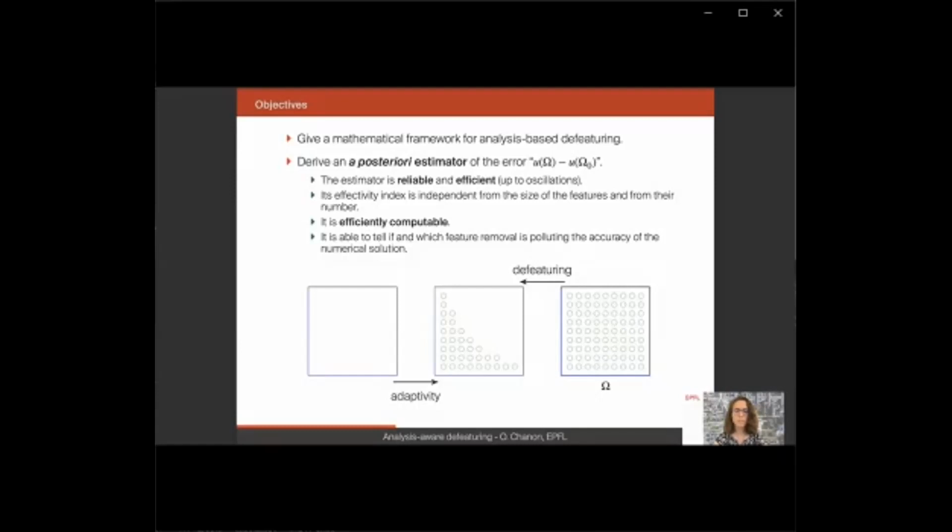Indeed, after the computation of the solution in the defeatured domain, it only requires the computation of local boundary integrals and of the solution of a local problem in a simplified feature, such as the bounding box of the feature if the feature is a protrusion. The estimator has been tested on an extensive set of numerical experiments. So instead of having to introduce some notations to show you the explicit expression of the estimator, I will show you two numerical examples that demonstrate its efficiency and its capabilities.